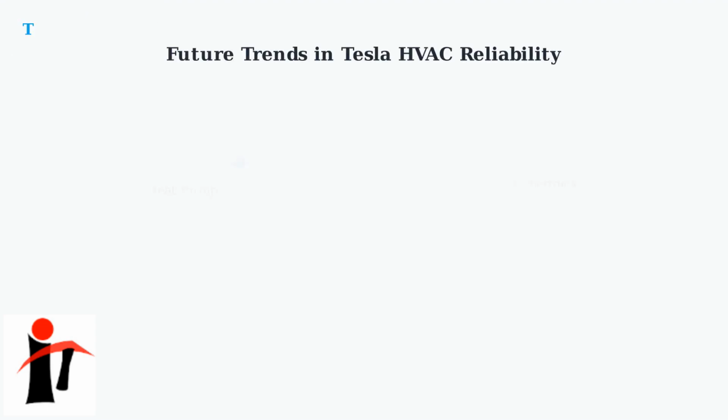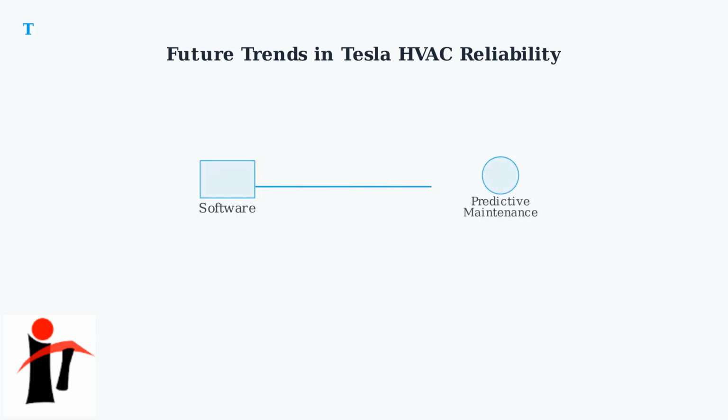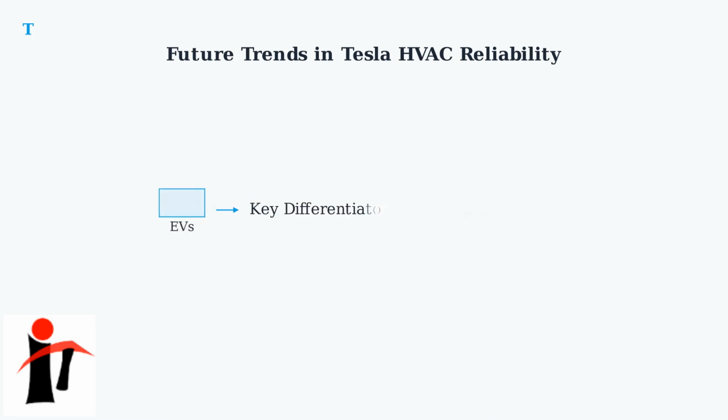Future Tesla models, like the Cybertruck and next-generation vehicles, are adopting advanced heat pump technology, virtually eliminating blend door issues. Expect increased reliance on software-driven solutions and predictive maintenance. As EVs become more prevalent, HVAC reliability will be a key differentiator, pushing Tesla towards proactive maintenance subscriptions and enhanced energy recovery systems to minimize battery drain from heating.